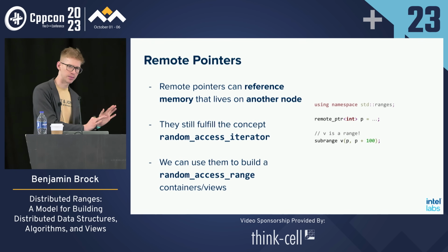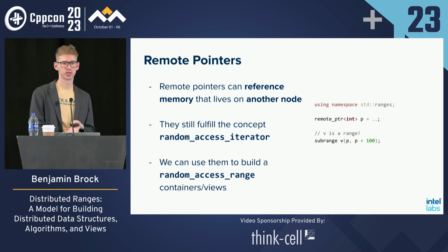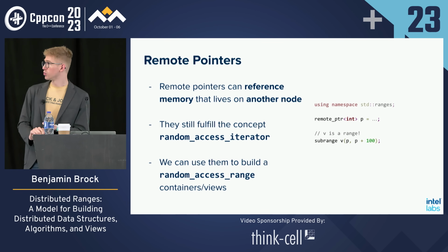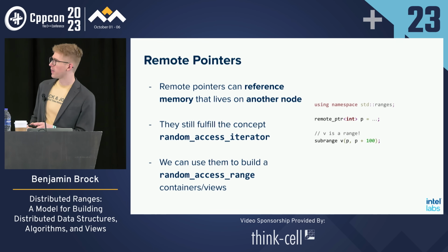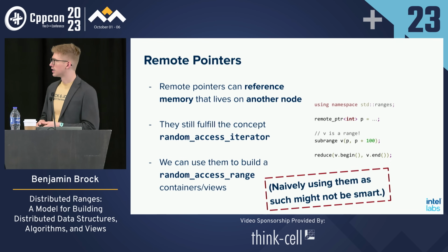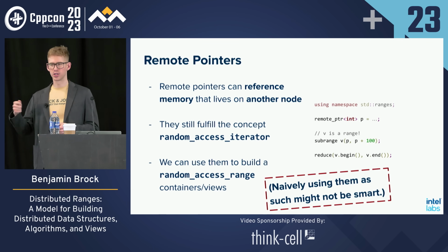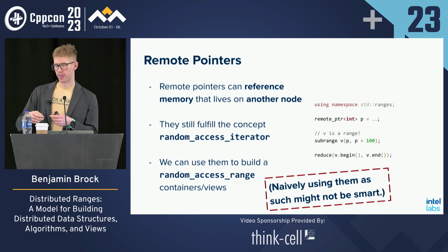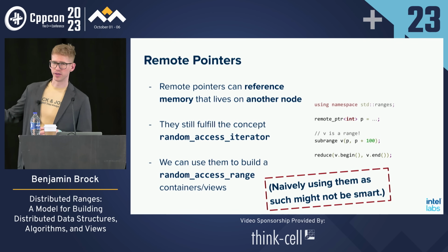Okay, so just to recap one more time, these remote pointers can reference memory that lives on another node. They fulfill the random access iterator concept in the ranges library. And we can use them to build a random access range, right? So we could do something like create a subrange where we have two remote pointers that we pass in, and this will work just fine. I do want to point out that naively using them like this might not be the smartest idea, right? Because if this remote pointer is referencing memory on a GPU, each time you dereference it, you're going to be performing a copy operation from your GPU to your CPU and vice versa, which is going to be slow. So this is a nice property, but it doesn't do everything that we want yet.